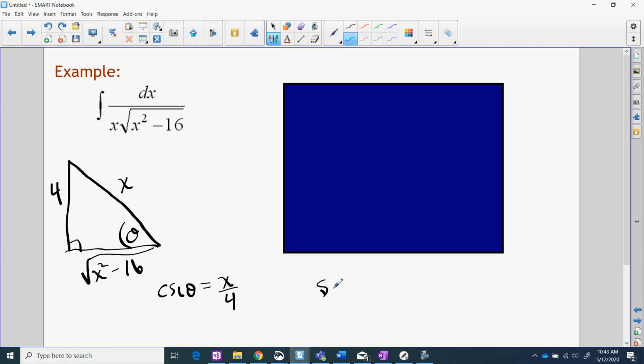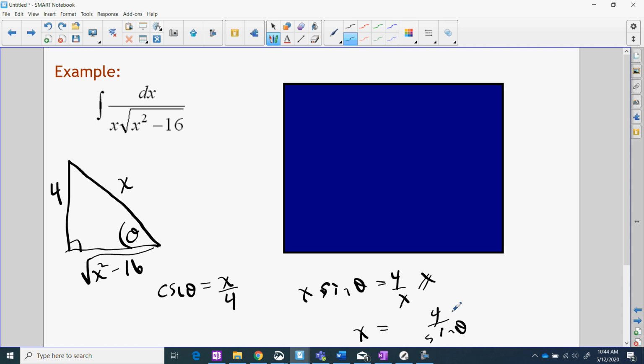If student B had written it this way, sine of theta is equal to 4 over x, not wrong, that's okay. But now when they go to rearrange for x, they have to multiply both sides by x. Then they have to divide by sine of theta. They get x is 4 over sine of theta.